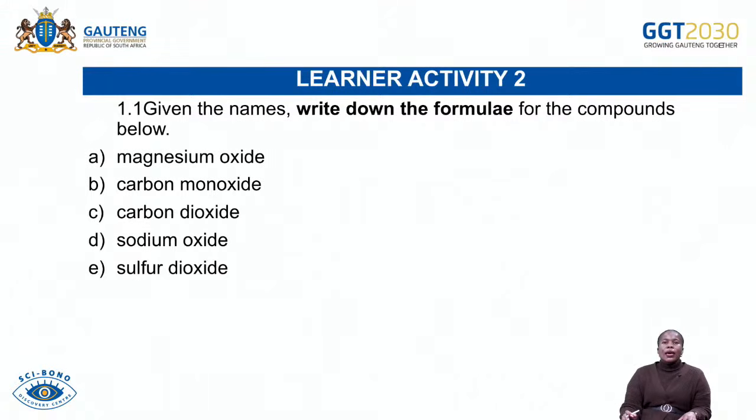All right, and then with our Activity 2, based on what we mentioned about how to give names to compounds, the instruction here says, given the names, write down the formulae for the compounds below. So we are given the names of these compounds, however now we need to give the formula for these ones. How can we write the formula of these compounds? The first one is magnesium oxide. There's magnesium in there, there's oxygen in there, so this will be our magnesium oxide.